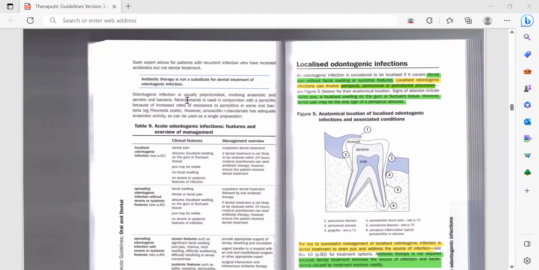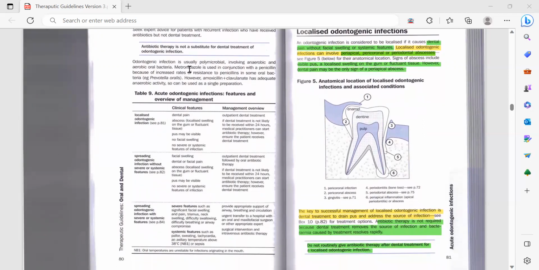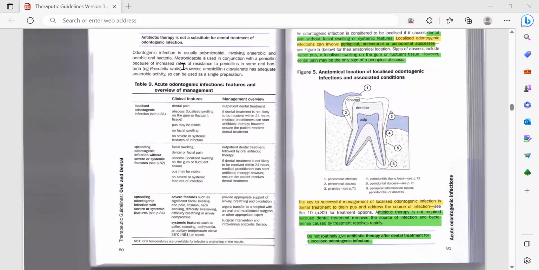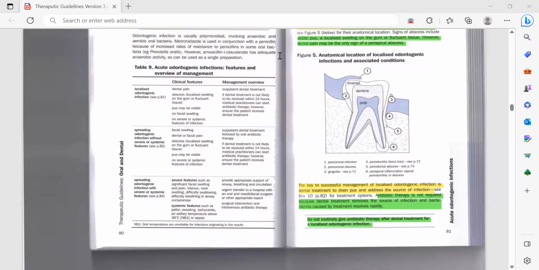Then odontogenic infection is usually polymicrobial involving anaerobic and aerobic oral bacteria, and metronidazole is used in conjunction with the penicillin, because penicillin would act against aerobic and metronidazole would act against anaerobic. Because of increased rates of resistance to penicillins in some oral bacteria, which is Prevotella oralis. However, amoxicillin plus clavulanate has adequate anaerobic activity, so can be used.